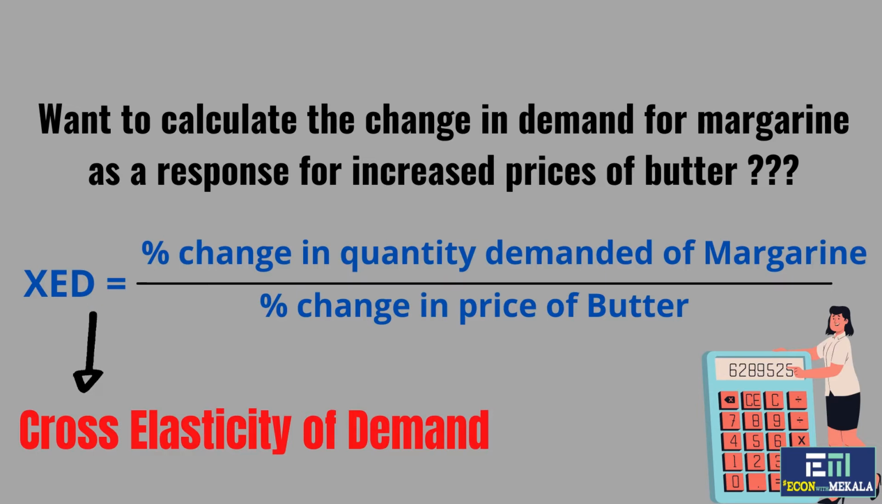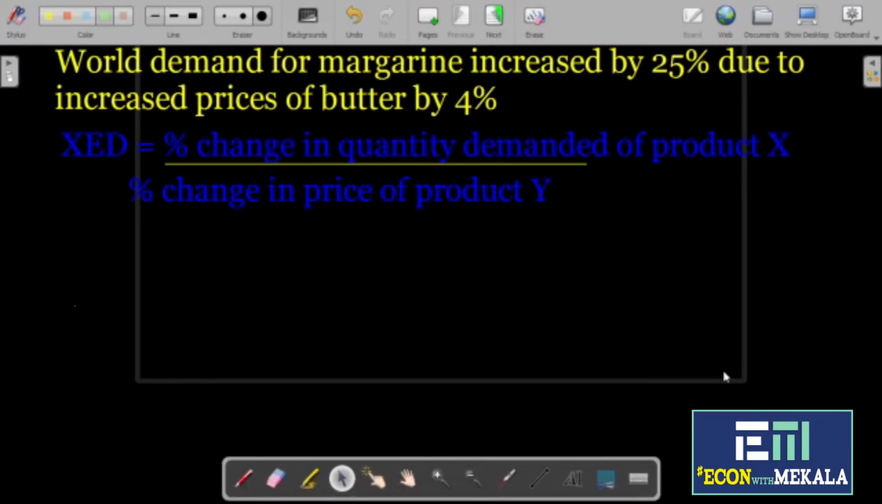So to calculate the percentage change in demand for margarine as a response to increased butter prices in the market, we can use the cross elasticity of demand formula: percentage change in quantity demanded of margarine divided by percentage change in price of butter. In short form, we call it XED for cross elasticity of demand. Let's use an example and find out how we calculate cross elasticity of demand using the formula.